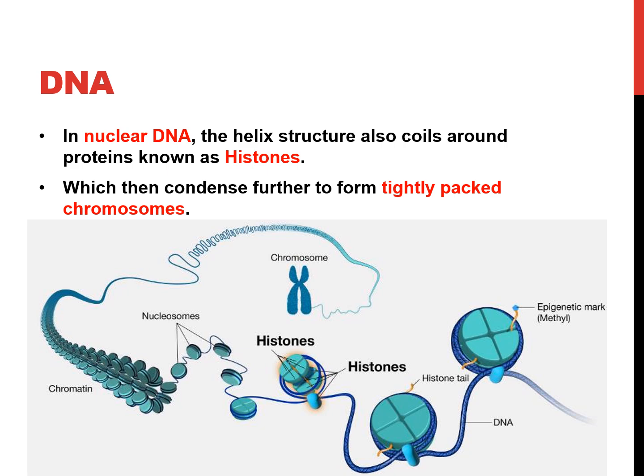So in nuclear DNA, the helix structure also coils around what we call histones, and they're these proteins here shown in the blue circles with the cross. And that has your DNA strand running around it a few times, and then it continues on to the next one. That also contains epigenetic markers and other things. And that coils up together to make this chromatin. And that chromatin then coils up into what we know as our X-shaped chromosomes.